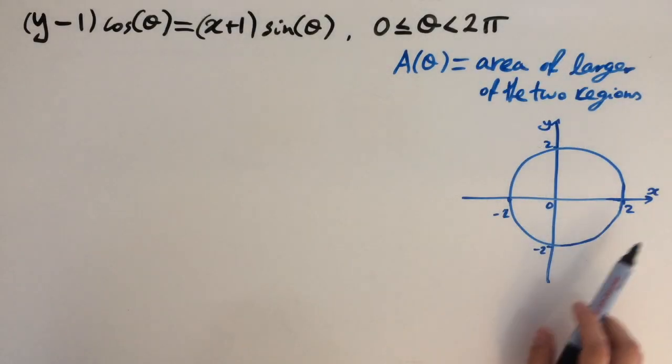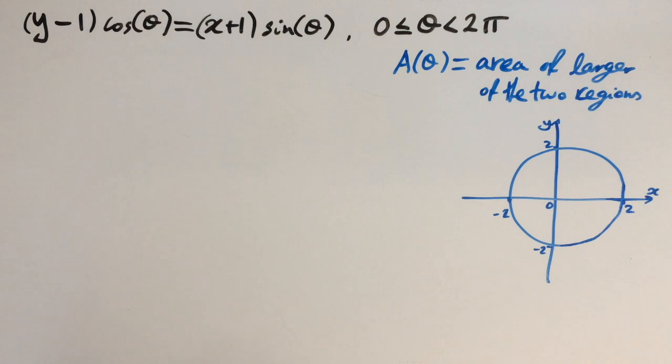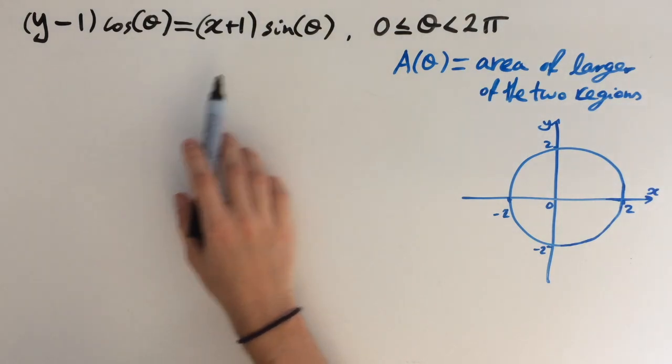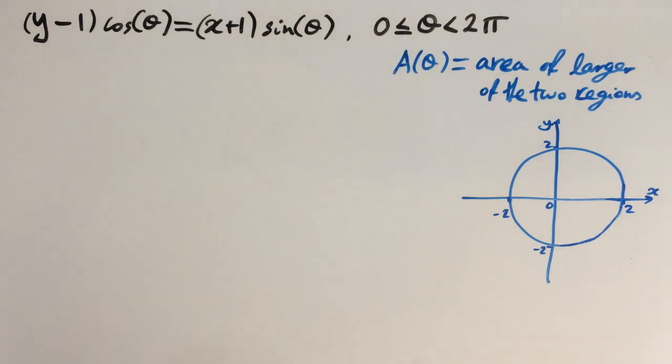I've started by sketching out a circle of radius 2 about the origin. This is going to represent our disk. I've also written out the equation of the line that we were given, and this varies with theta. We want to rearrange this to get an explicit equation, i.e. in y equals mx plus c form.